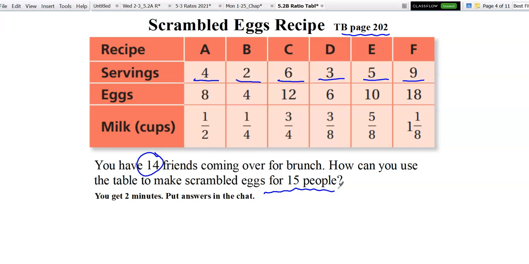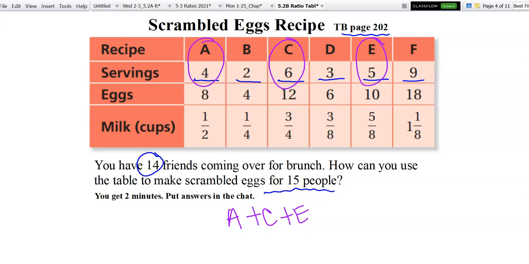Okay, so maybe you notice that you can start basically making batches and adding them together. So let me get one color like purple. So what if I add 4 servings plus 6 servings plus 5 servings, right? Is that enough for 15 people? Oh my gosh, it is, exactly. So I could make the recipe of A plus C plus E and add them all together.